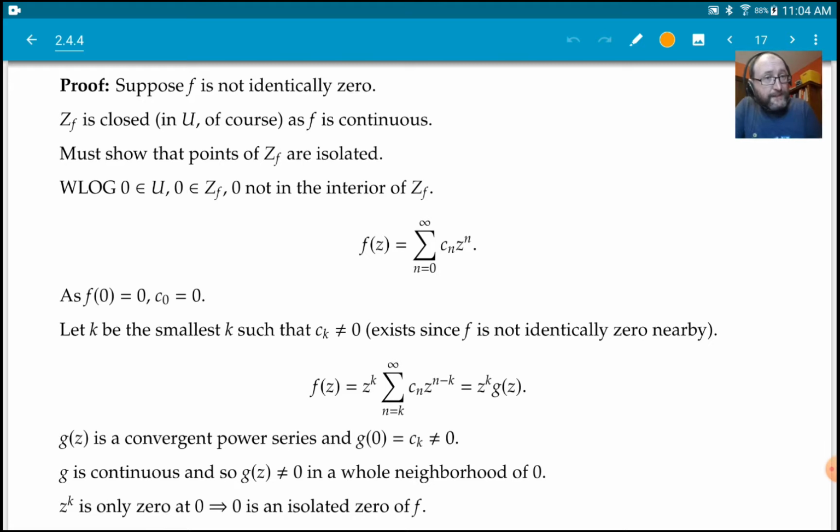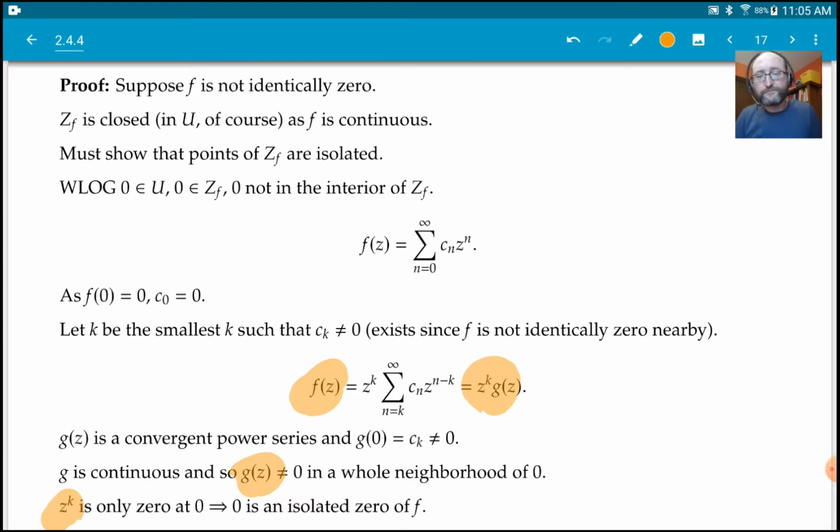Z to the k, on the other hand, is not 0 for any z that's not 0. That's only 0 at 0, right? The only way I can make z to the k be 0 is letting z be 0. So that means that if I multiply z to the k and g, then on that neighborhood where g is non-zero, the only possible 0 is 0. That means that f, which is this product, has an isolated 0 at 0.